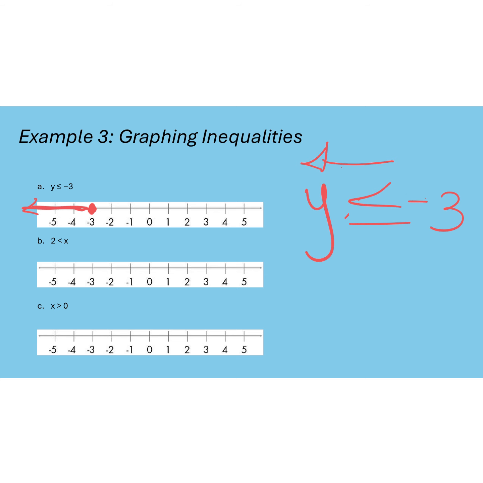Now, if it would have been -3 is greater than or equal to y, would I be going the same way? I'm going the same way. Why? The variable. Look where the variable is at. My variable here is over here.